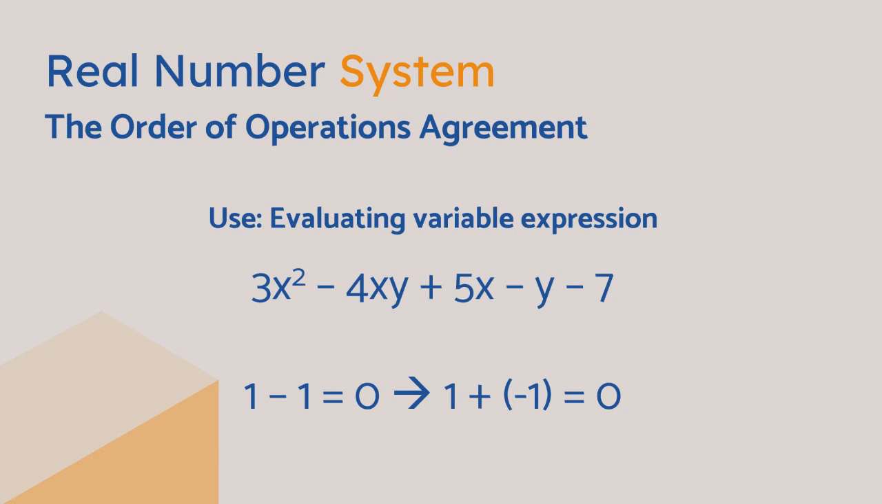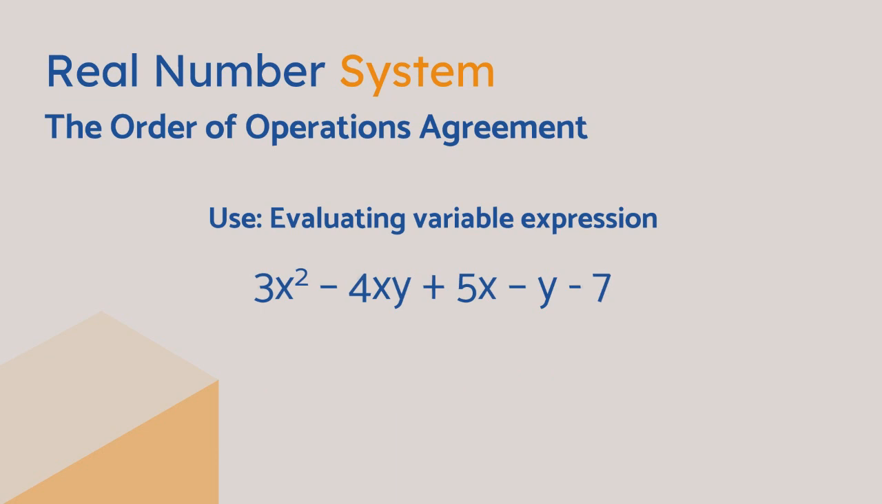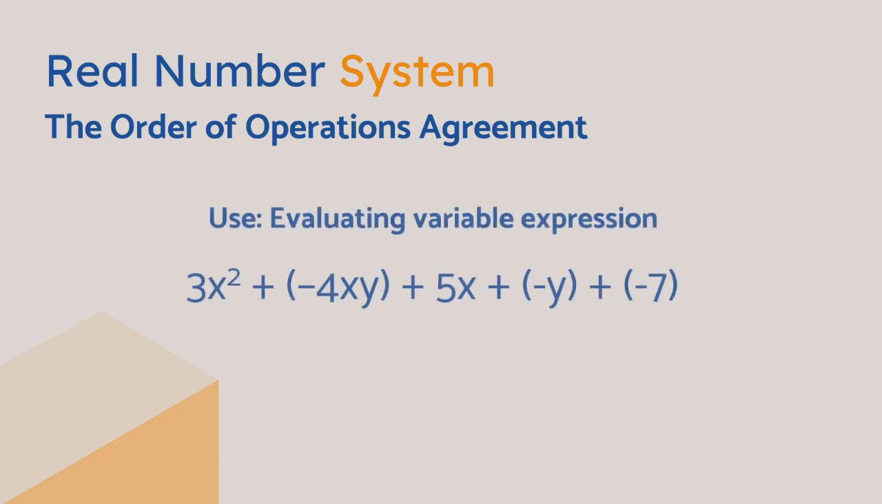Similarly, you can express division in terms of multiplication. For instance, 1 divided by 2 can be expressed as 1 times 1/2. Okay, so realizing that fact, we can rewrite the expression that we have in the example, instead of subtraction, as all additions. So we can rewrite this as 3x squared plus negative 4xy plus 5x plus negative y plus negative 7, like this one. You can express it in the form of addition.